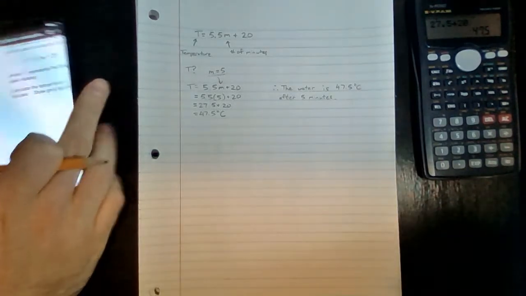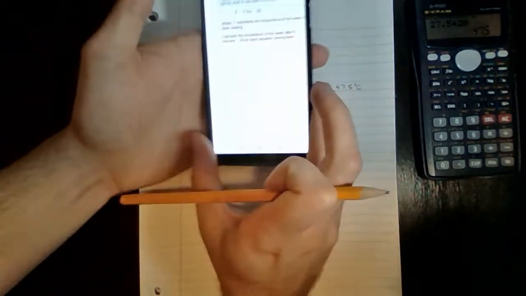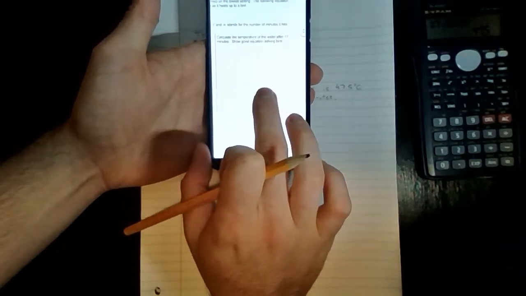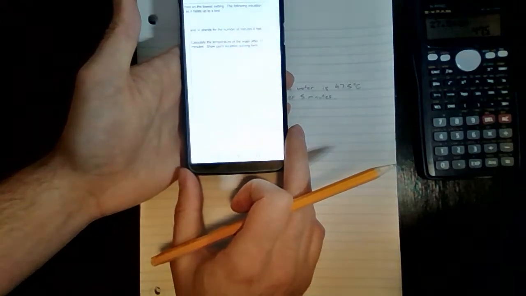So that would be how we do this question on the left. Now you just have this question on the right to solve yourself if you haven't already done it. Calculate the temperature of the water after 17 minutes. We did it for 5 minutes, so see what you get for 17 minutes. I'll move on to the second sheet now.